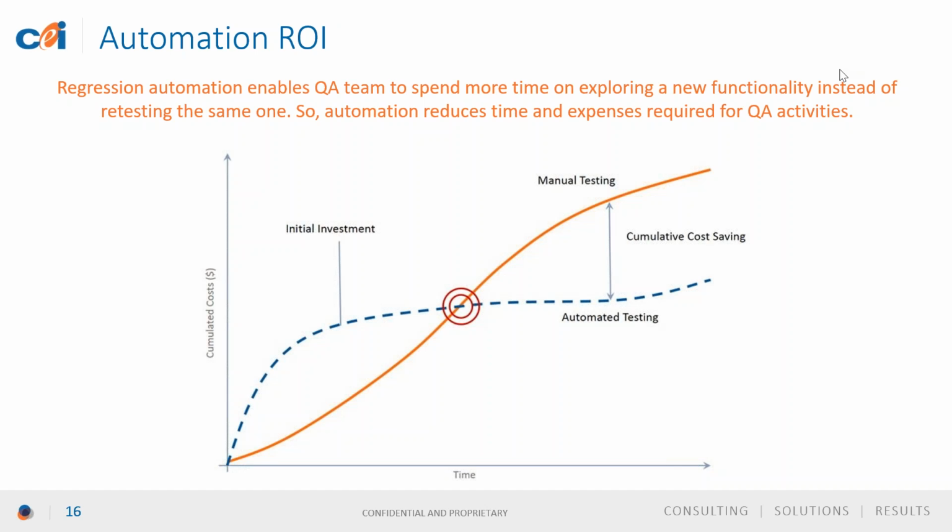Automation of regression tests enables your QA team to spend more time exploring the new functionalities instead of retesting the same ones. So you reduce the time and expenses required for QA activities. You design and prepare scripts once and then adjust them to functional or interface changes in new versions of your software. The duration of script support demand depends upon the number and nature of the software changes. Hence the diagram that represents the ratio between the time and cost of manual and automation testing. I hope that answers it. Okay, thank you.